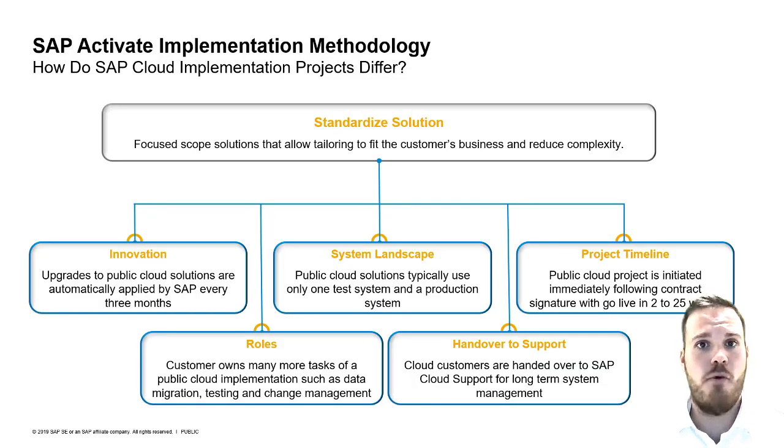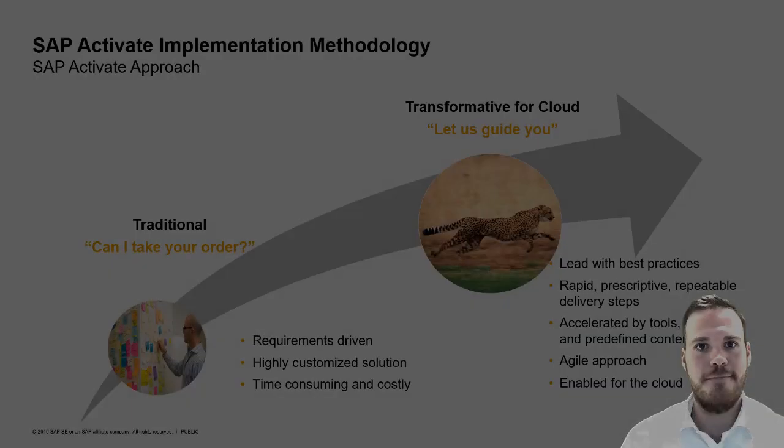To simplify even more, we reduced the landscape from a 3-tier model to only 2 systems, the quality system and the production system. And all the standardization of our solution gives you best practices that help you to implement in a short time frame. This saves a lot of money for your implementation.